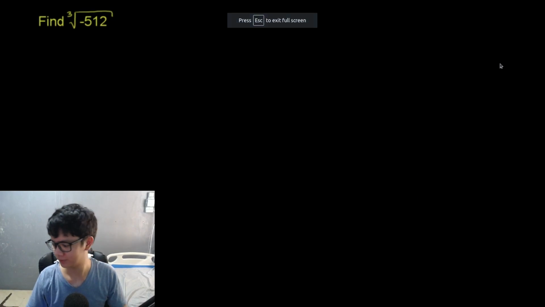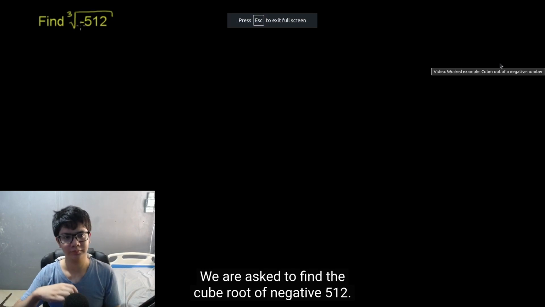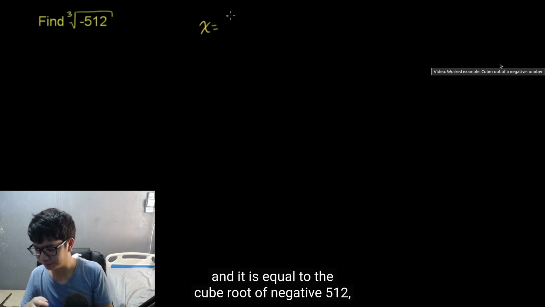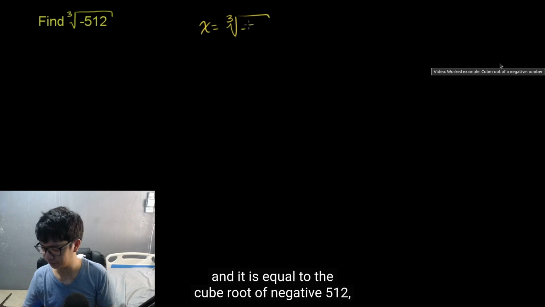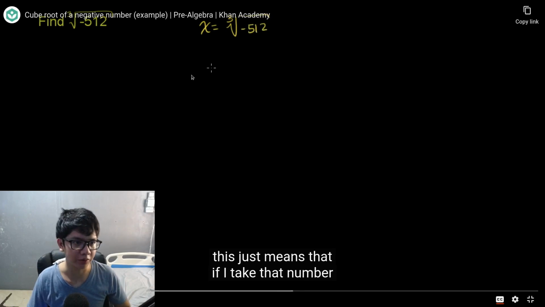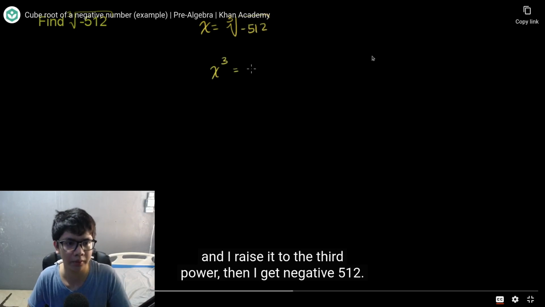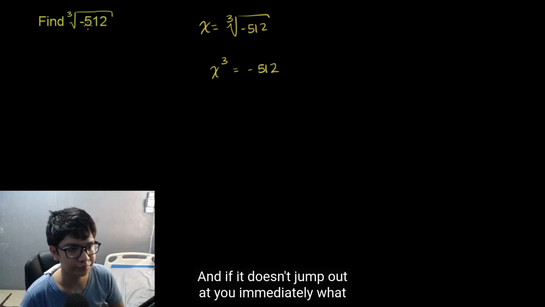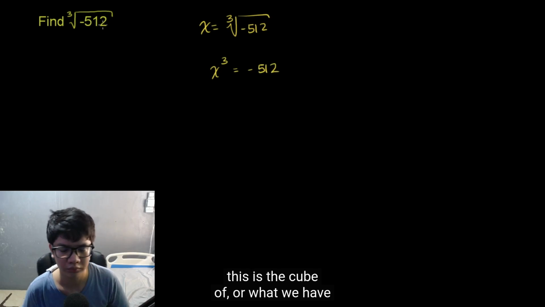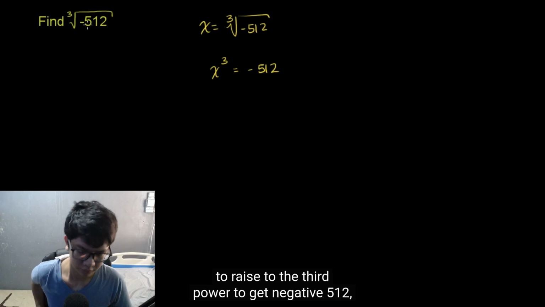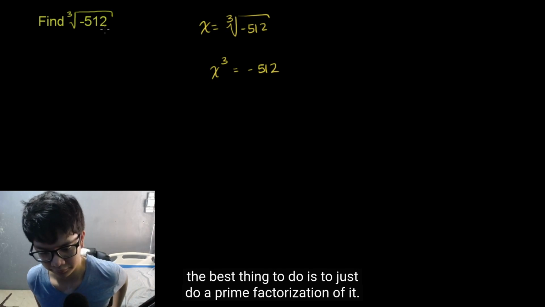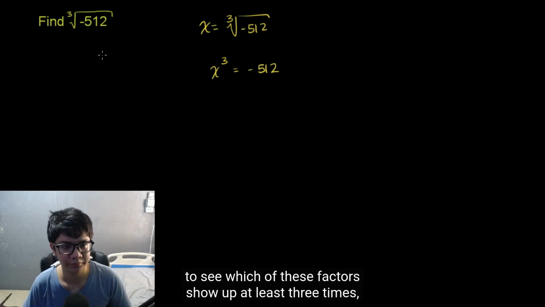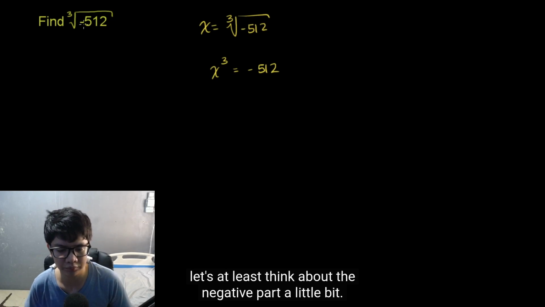We are asked to find the cube root of -512. Or another way to think about it is if I have some number and it is equal to the cube root of -512. This just means that if I take that number and I raise it to the third power, then I get -512. And if it doesn't jump out at you immediately what this is the cube of, or what we have to raise to the third power to get -512, the best thing to do is to just do a prime factorization of it. And before we do a prime factorization of it and see which of these factors show up at least 3 times, let's at least think about the negative part a little bit.